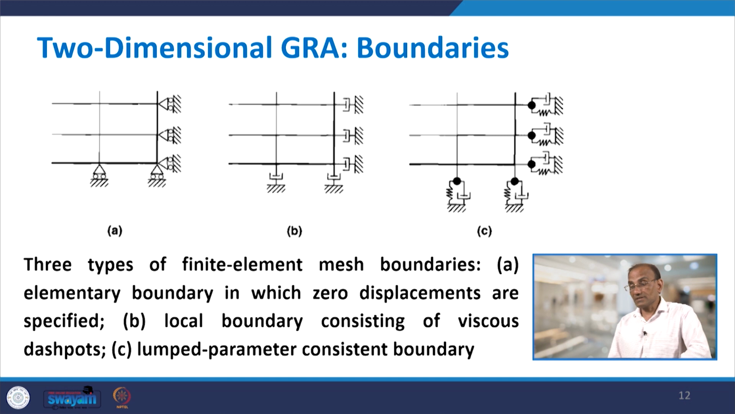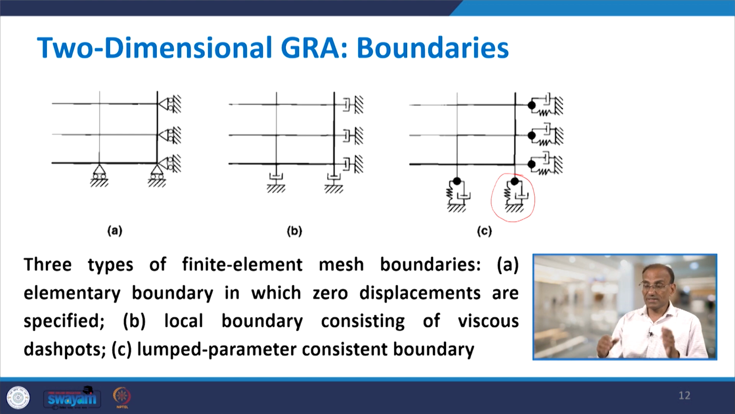But in the third case, which is the consistent boundary, you have used lumped mass parameters. So, here you have a combination of spring, dashpot and mass. All three are there, spring, dashpot and mass, and that is applied on each node. Even in the 2D case, for example, this node is common, so at this node you apply it in both directions. These are the three types of boundaries which are used in 2-dimensional ground response analysis.